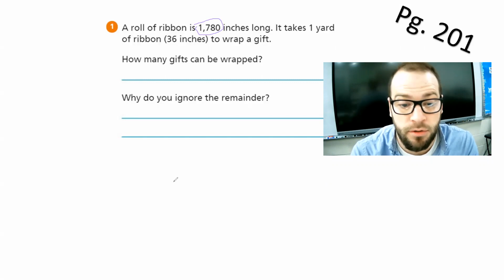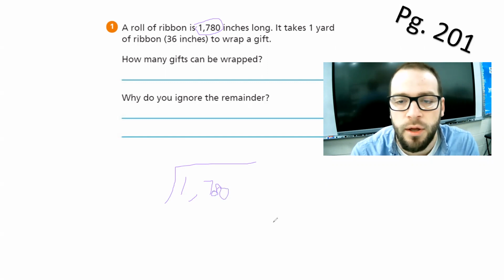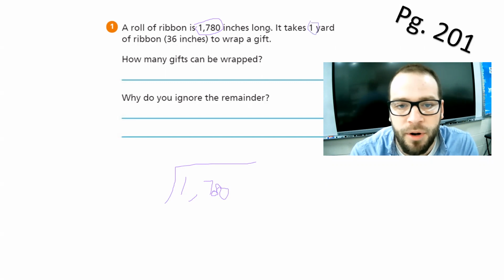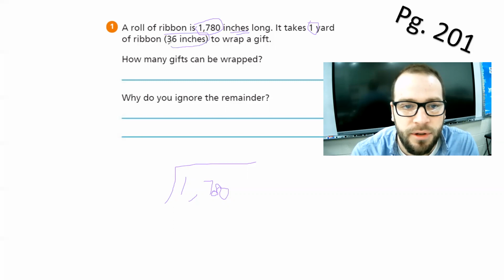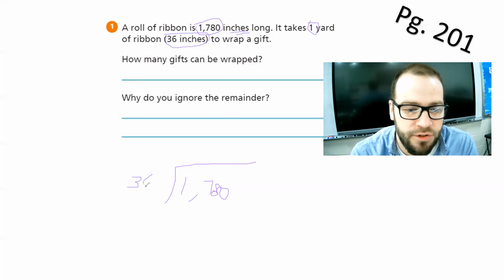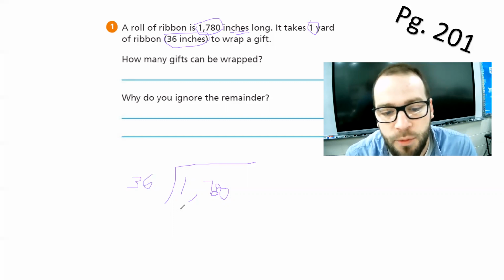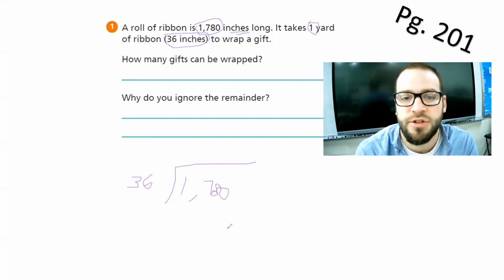In division, we are taking what we have and saying how many groups we can make with it. Well, each group is 1 yard. But are we working with yards? No, we're working with inches. So each group is 36 inches, because 1 present is 36 inches. We have 1,780 inches to work with.